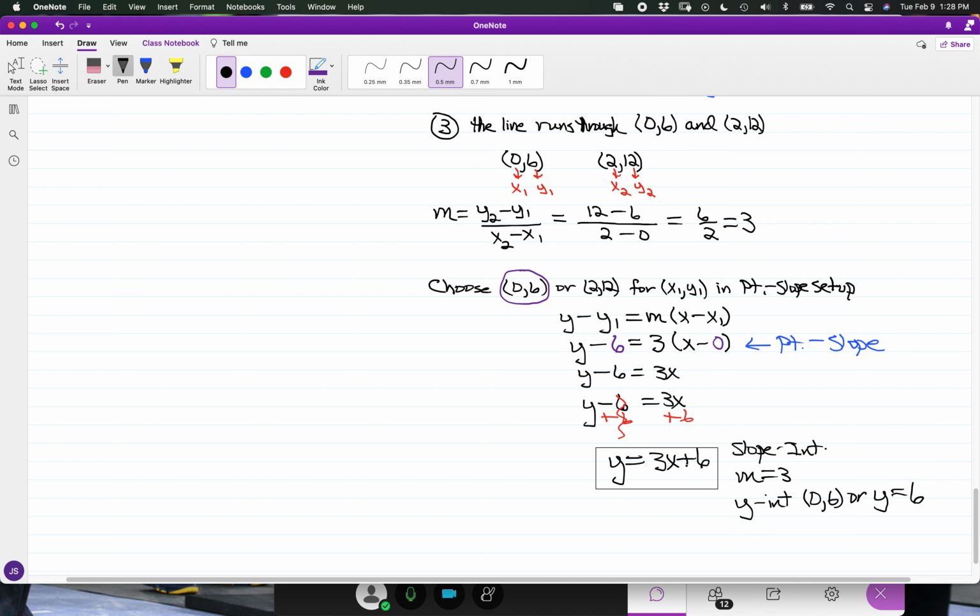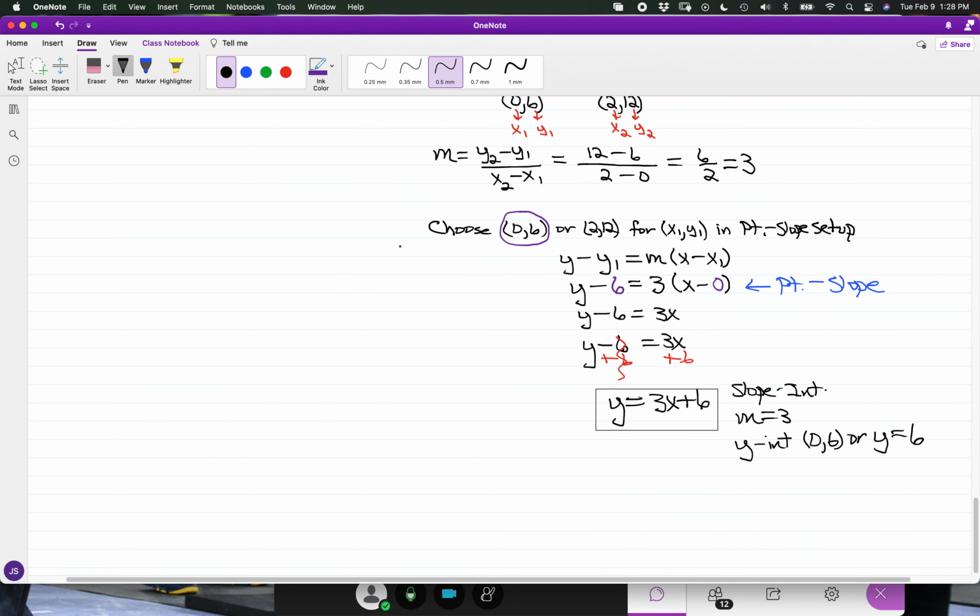Now, in looking at what we have in the setup, and just regarding intercepts, I had mentioned the y-intercept.